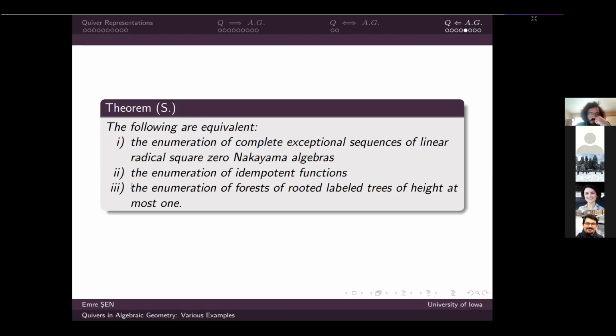Items 2 and 3 are known to be equivalent since the 1960s, I guess, but the number of exceptional sequences for a given algebra appears here, and somehow it is a nice combinatorial thing. And this is the result. And one can still ask, for finite representation type, what are the exceptional collections? In general, it is not easy. So if you have nice patterns or combinatorial things, then one can generalize the objects.